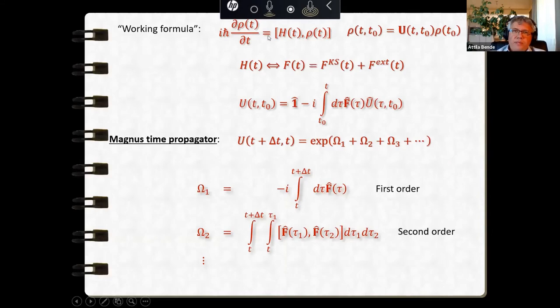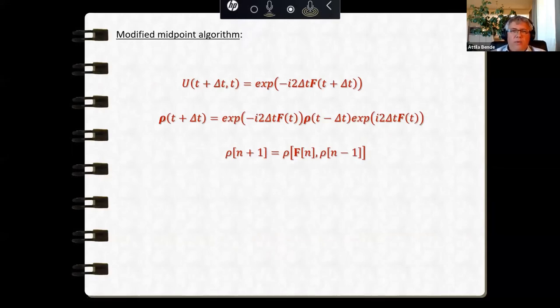Some working formulas. Here is the von Neumann equation, and the Hamiltonian is considered as the Kohn-Sham Fock matrix and the external field, and U is the time propagator of this Hamiltonian. The Magnus first and second order propagators are expressed in the integral formalism of the Fock operator. The modified midpoint algorithm is a little bit more simplified propagator scheme. The most important thing is that the density at step n plus one can be expressed as a function of the Fock operator at step n and the density at step n minus one.